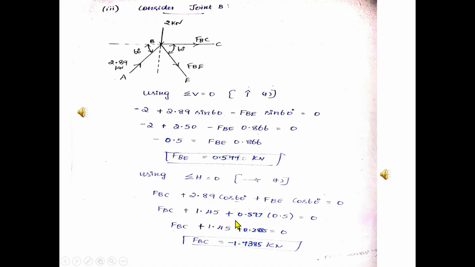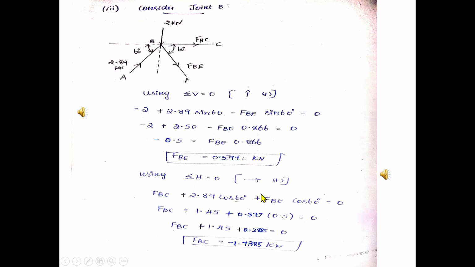So substituting the known values, here FB is known and FBC is unknown, so FBC can be found. FBC is found as minus 1.7385 kilonewton. Now we can write the answers for the unknowns. FB equals 0.577 kilonewton tensile, and FBC equals 1.7385 kilonewton compression.